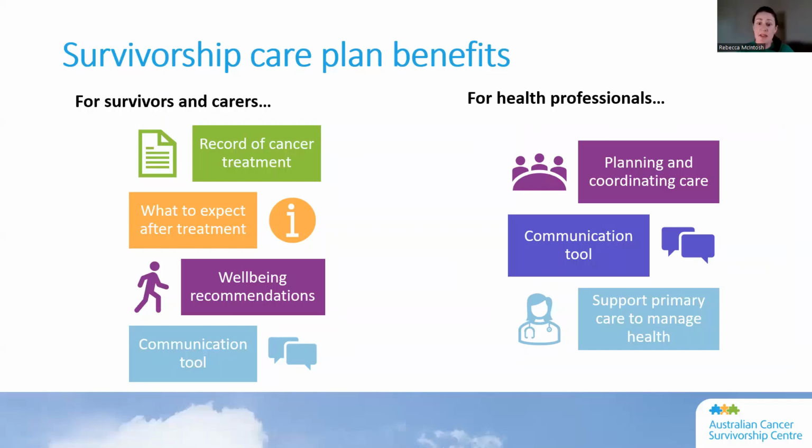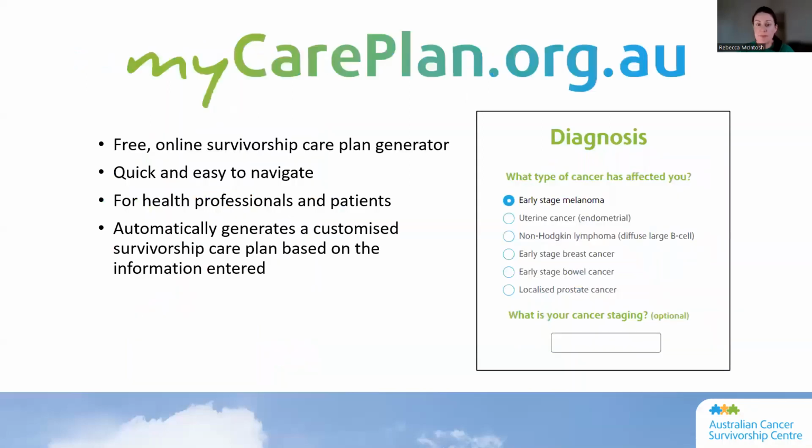Survivorship care plans can also be a helpful document for healthcare providers by supporting good communication, planning and coordination of follow-up care between the cancer treatment team across the hospital and primary healthcare setting. GPs can use the information to look after other aspects of health and develop a chronic disease management plan.